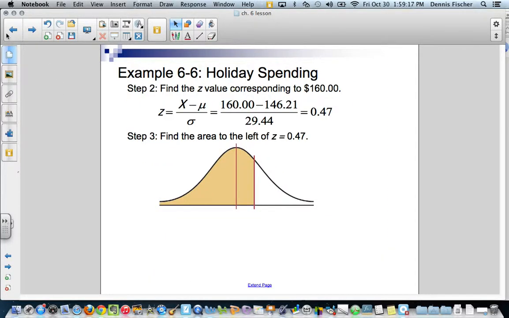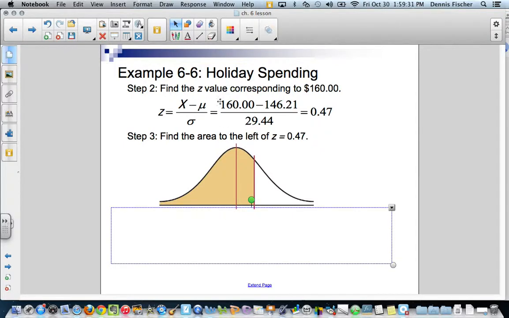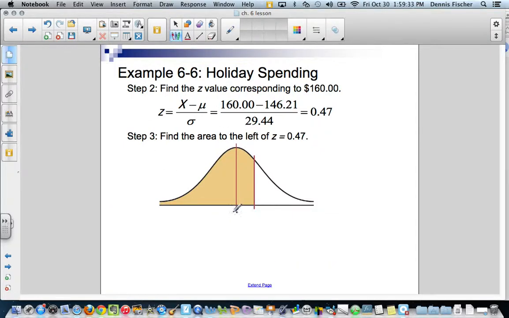So I found my Z value. My Z value is 0.47. Wait, how did you find the 29? They give us that in the problem too. And the 146 would be considered 0, right? The 146 is 0, that's right here. So on this chart, this is going to be 0. Now my Z value is going to be 0.47 here.